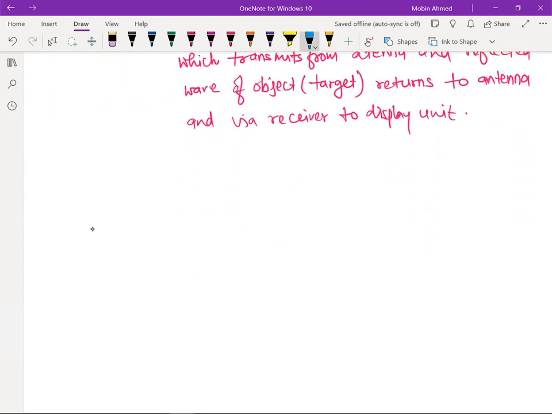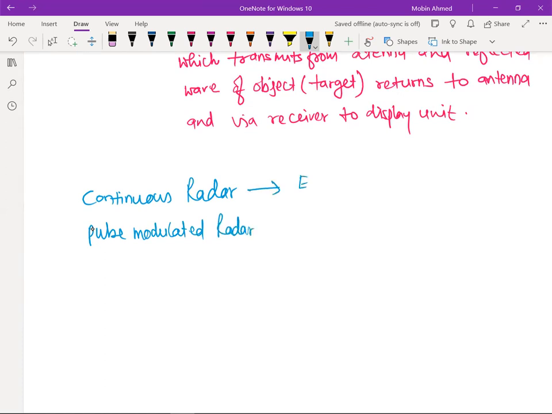Now there are basically two types of radar. One is known as continuous radar, and the other is the pulse modulated radar. In the continuous case, the EM waves are transmitted continuously, non-stop.